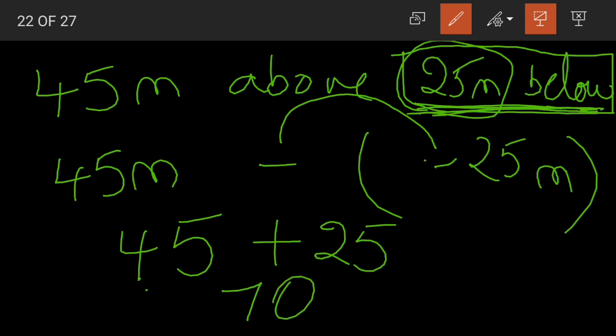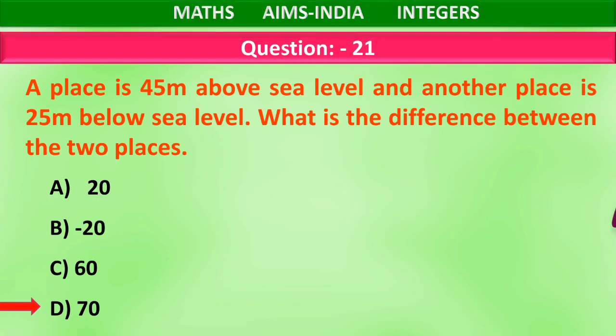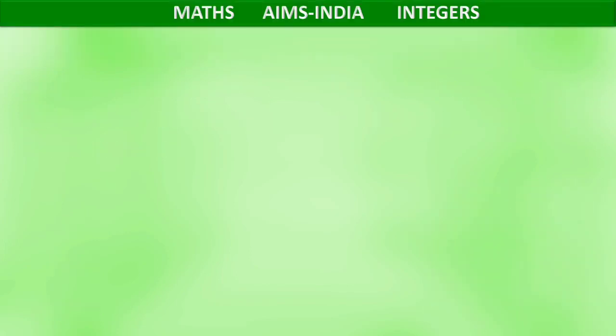Here the main thing to remember was 25 meters below sea level. When we say below sea level, we represent it as minus 25 meters. If you would have taken plus 25 meters here, you would have gotten the answer as 20 meters, which would have been wrong. So you have to remember this carefully. When it says below sea level, you should represent the number in negative.